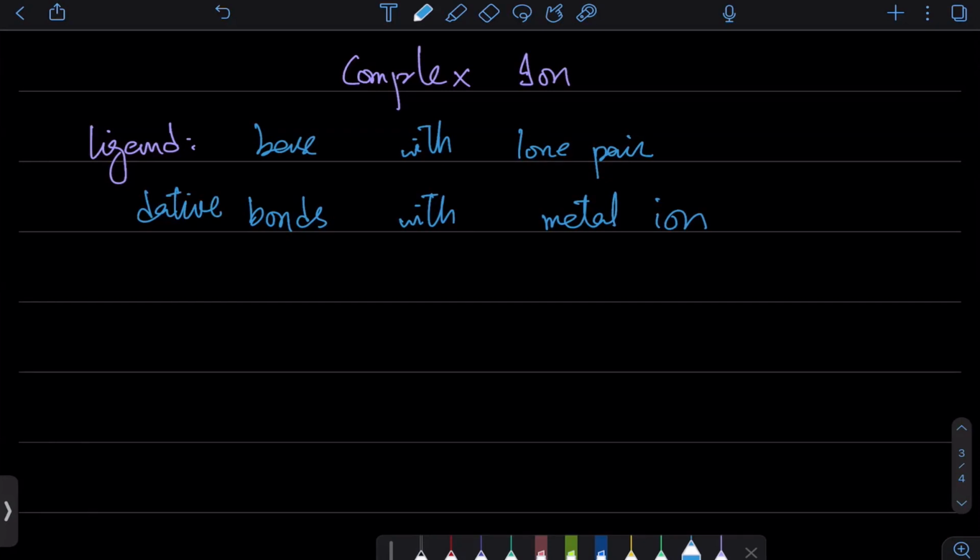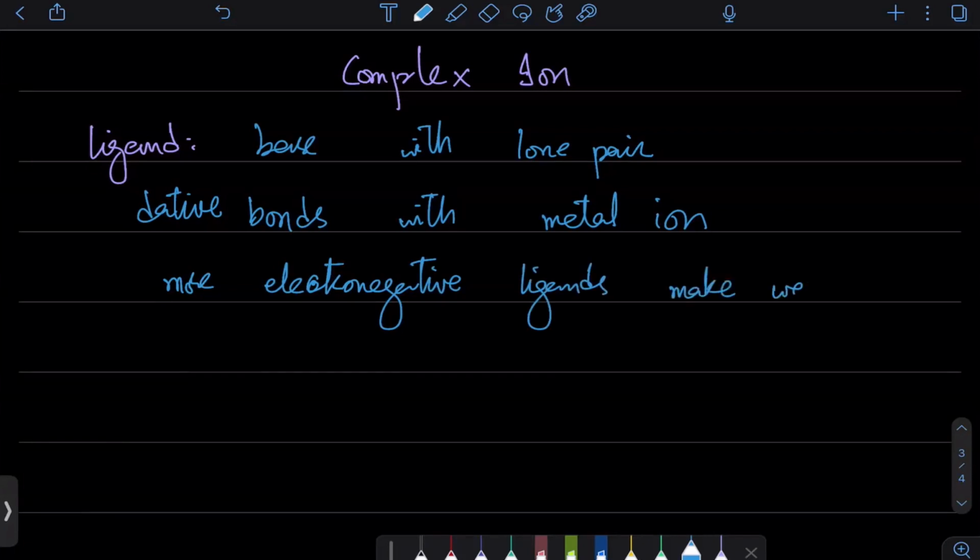And more electronegative ligands make weaker bond, which means that a more stable complex ion can be made from a less stable complex ion. You can have a ligand which has a lower electronegativity come in and replace a ligand that has a higher electronegativity. Why? Because the one with higher electronegativity has a weaker bond.